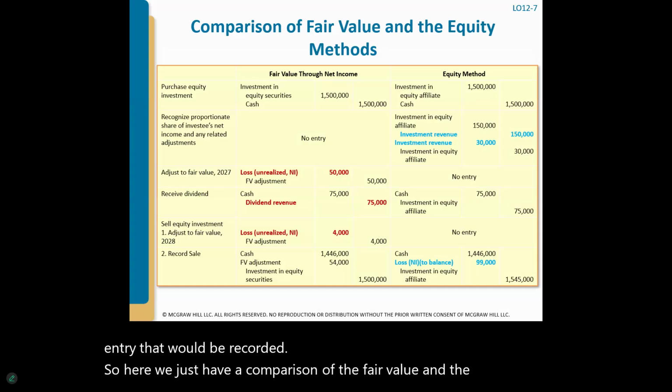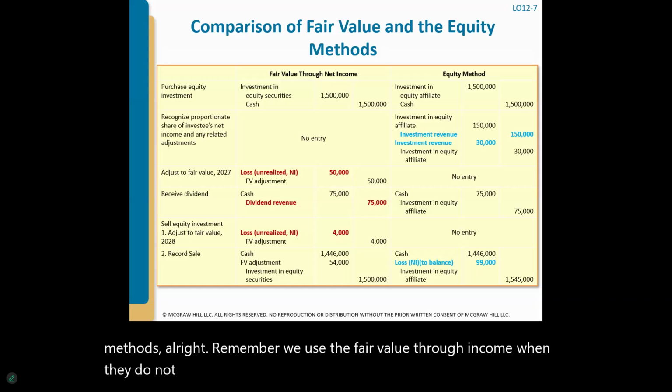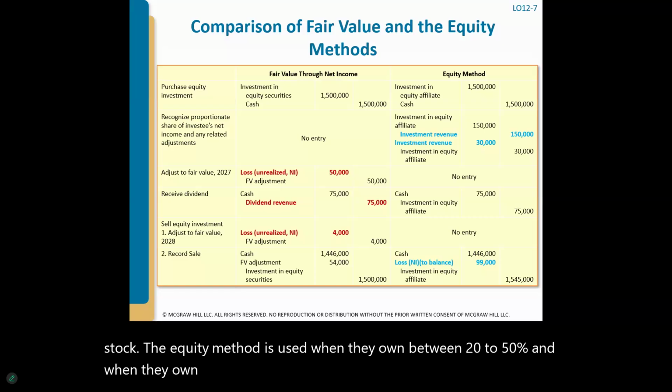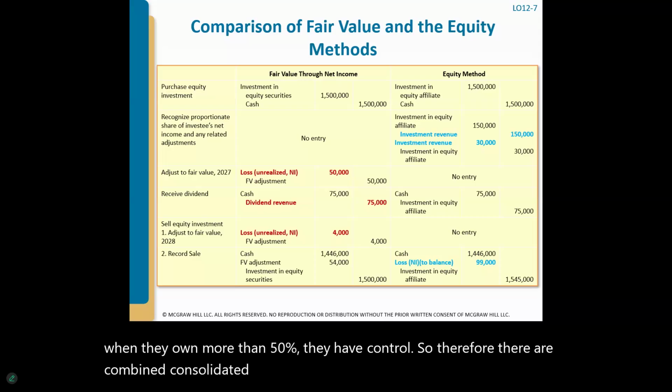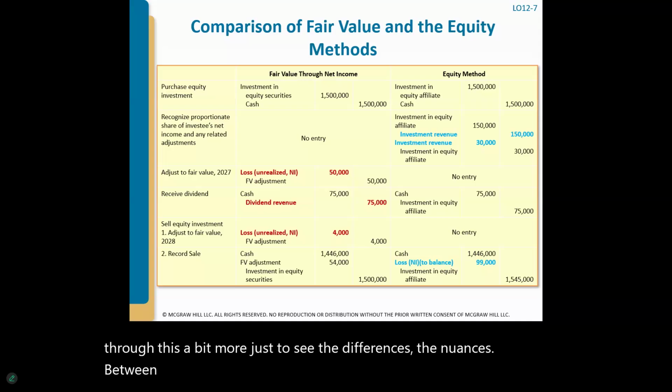All right, remember we use the fair value through income when they do not have significant influence, that is less than 20% of the voting stock. The equity method is used when they own between 20 to 50%, and when they own more than 50%, they have control. So therefore, there are combined consolidated statements. So you can take the time to go through this a bit more just to see the differences, the nuances between the fair value through net income and the equity method.